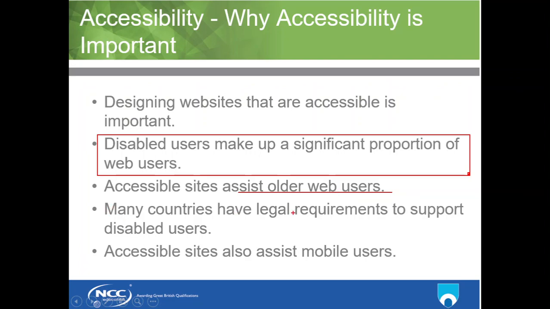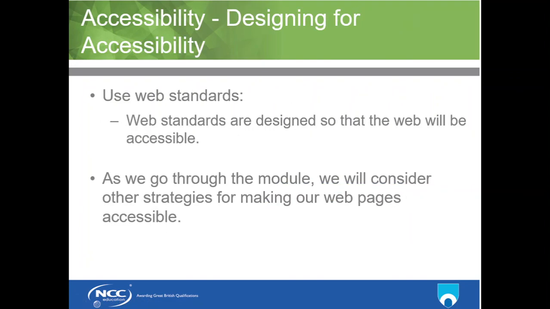Then, many countries have a legal requirement to support disabled users. Just that we have, for example, a legal requirement to support people living with disabilities, for example, the ramps in institutions. So it is actually a legal requirement in some countries. I'm not sure about Kenya. Then accessible sites also assist mobile users. So that is why we need to create accessible websites.